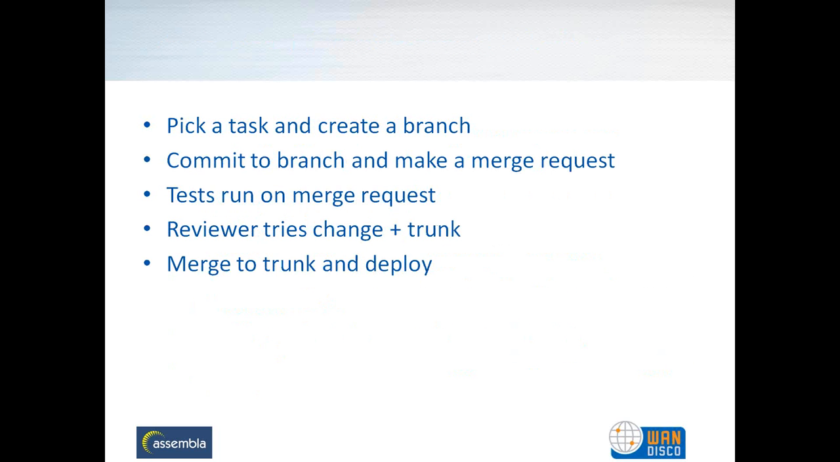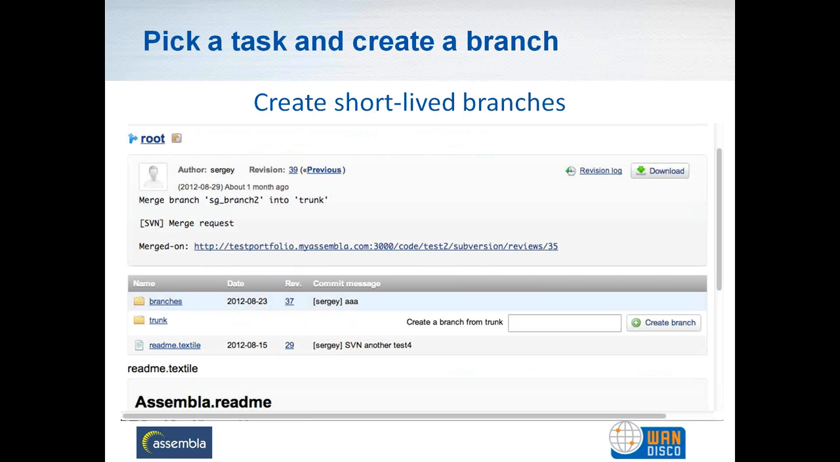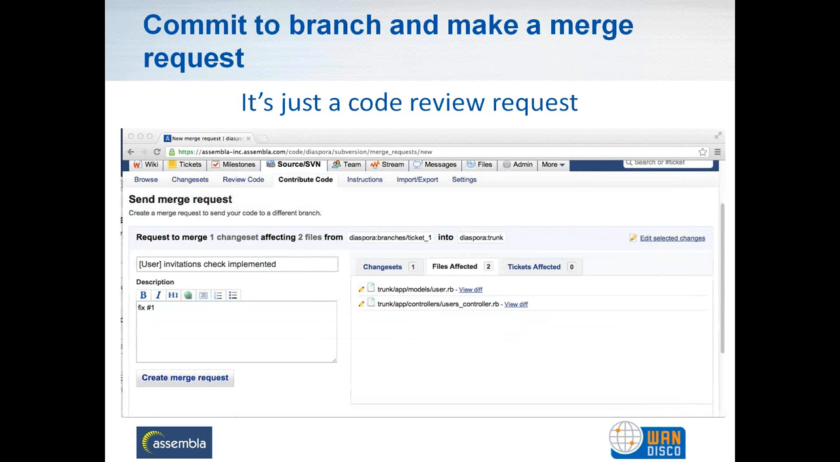So I'm going to show you a typical process using the Assembla branch and review system. Here you see a Create Branch button. You can also create branches using your normal Subversion client. So you're going to create a branch for a specific task, for a particular ticket. You're going to commit changes, and then you're going to create something called a merge request. You can see it says send merge request. You're going to say, hey, please test and review this change and merge it into trunk.